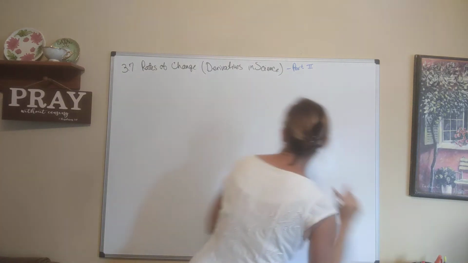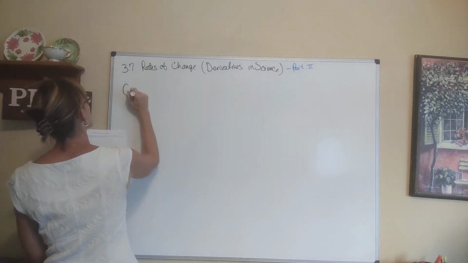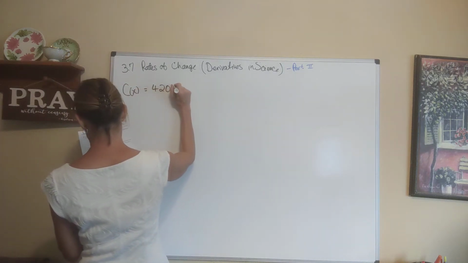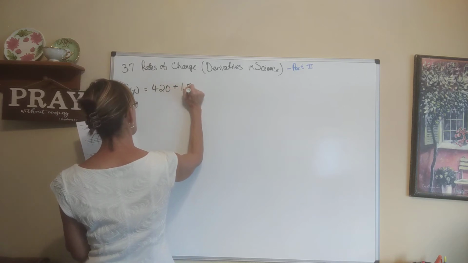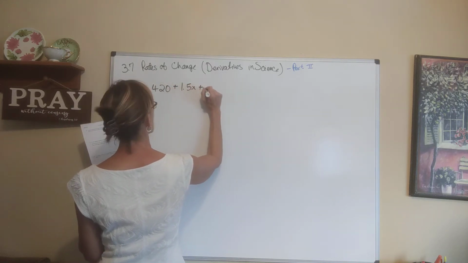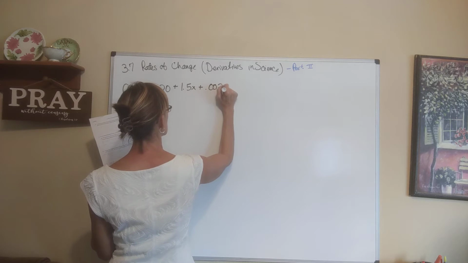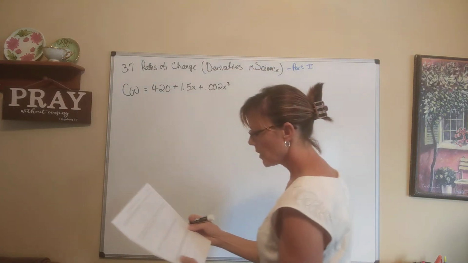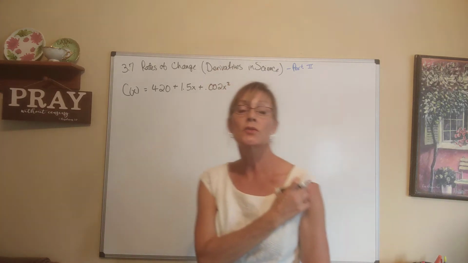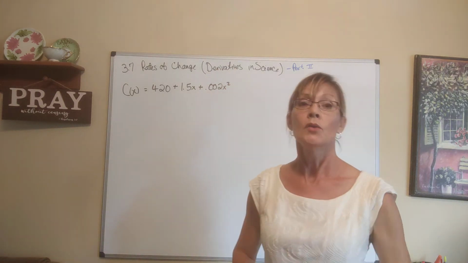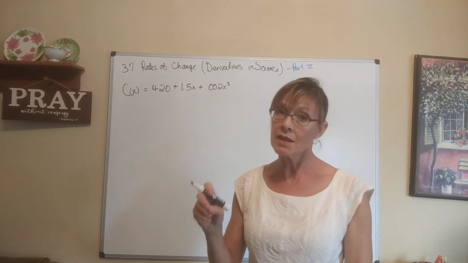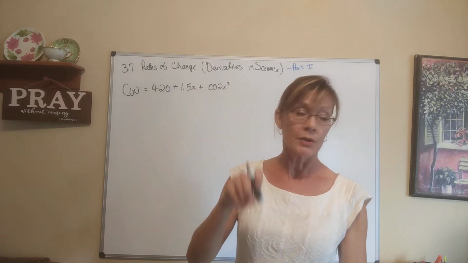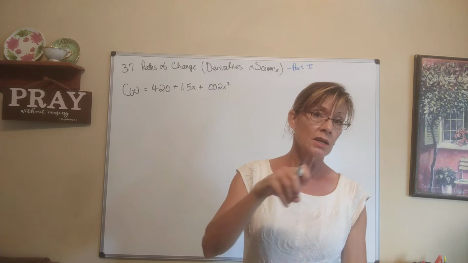C of x is 420 plus 1.5x plus 0.002x squared for a certain commodity. Find the marginal cost. Now the marginal cost is the derivative of the cost function, which means the instantaneous change of the cost per unit of commodities produced.